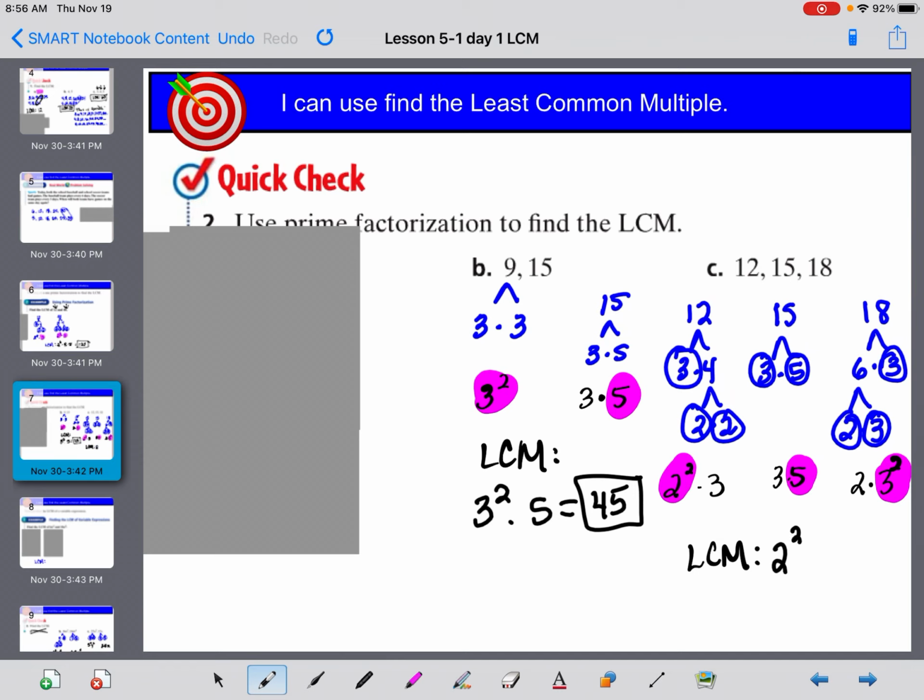So I multiply those largest factors together. 2 squared is 4. 4 times 9 is 36. 36 times 5 is 180. That's the least common multiple of the 3 numbers given.